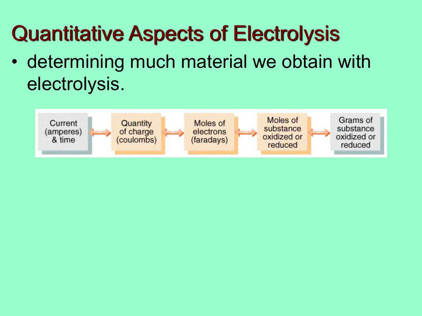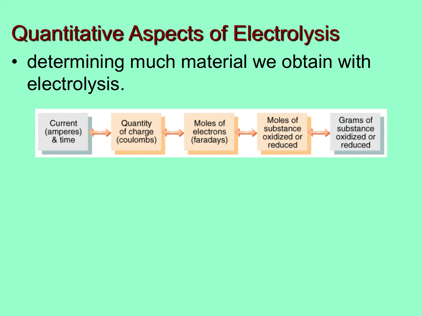So we know how much you love stoichiometry, and this is another way that we can incorporate stoichiometry into chemistry. In electrochemistry, with electrolysis, you would determine how much material you can obtain. Like in the example we just did, it would be about how much copper metal could be obtained through the process of electrolysis.